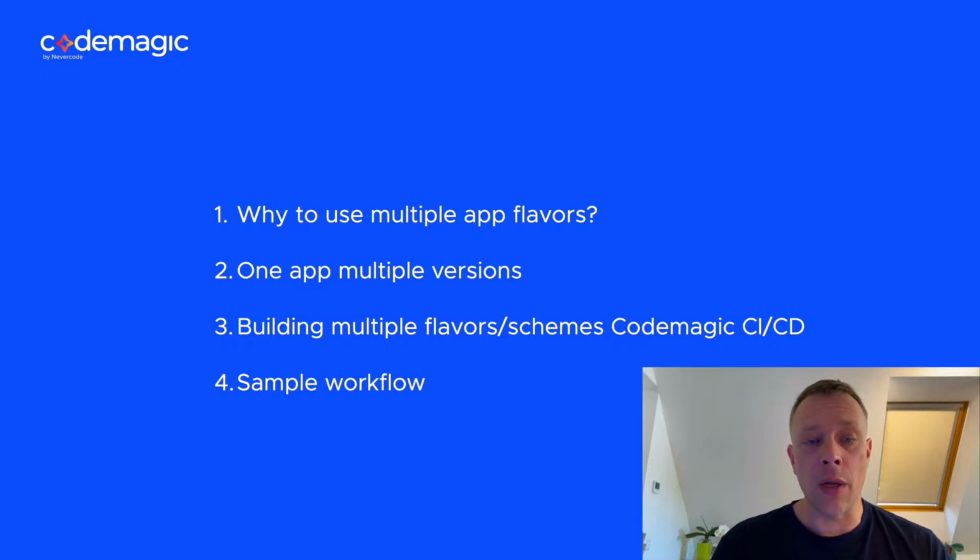We'll start off by looking at why developers use multiple app flavors. We'll then discuss how one app can be used to build multiple versions of an application. We'll then talk about how Codemagic can be used to build multiple flavors and schemes of your applications. And then we'll just have a look at a sample workflow to explain how this all works.